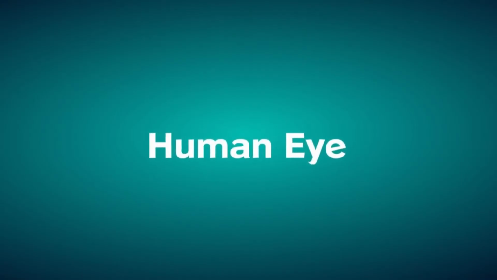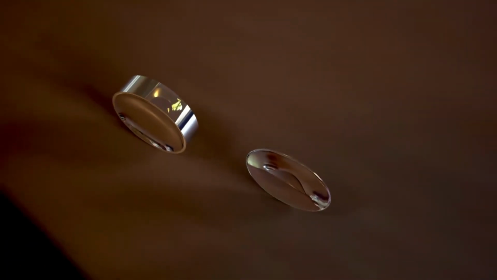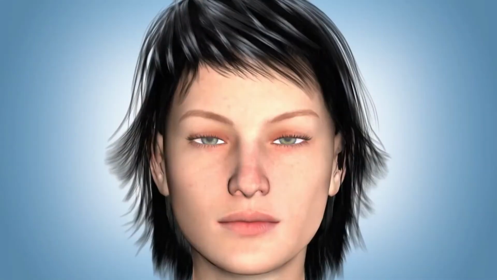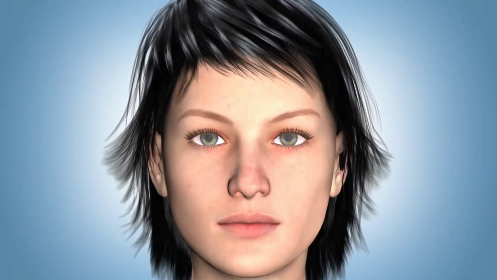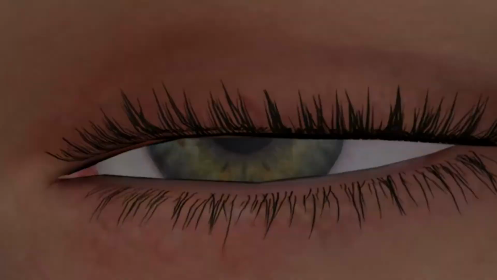human eye. We know that a lens is an optical device that transmits and refracts light. Our eyes too have lenses that enable us to see objects around us. Let us see how the eye is put together and how it works.